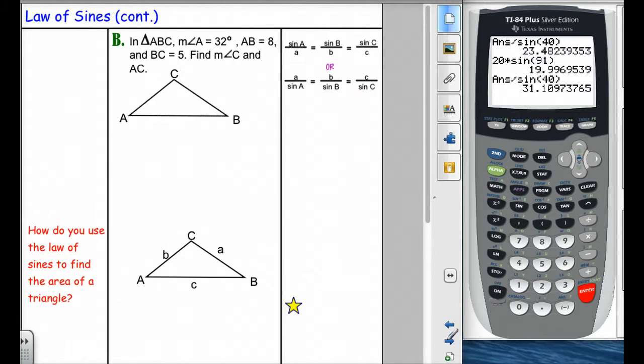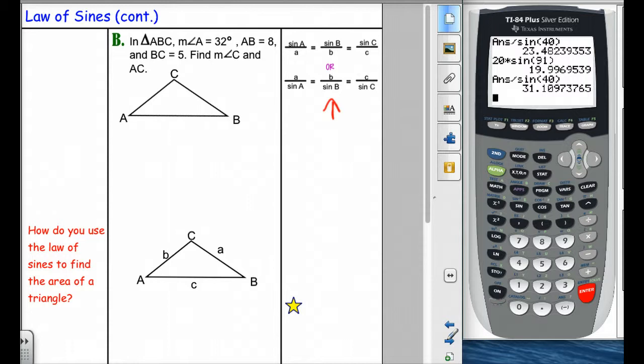Moving on to the next example, I want you to go ahead and try example B to find the measure of angle C and side AC, and then once you've entered that into Edpuzzle, you can go ahead and continue to check to see if you're right. Let's go ahead and check that out. I have the equations off to the side here in case you need them.